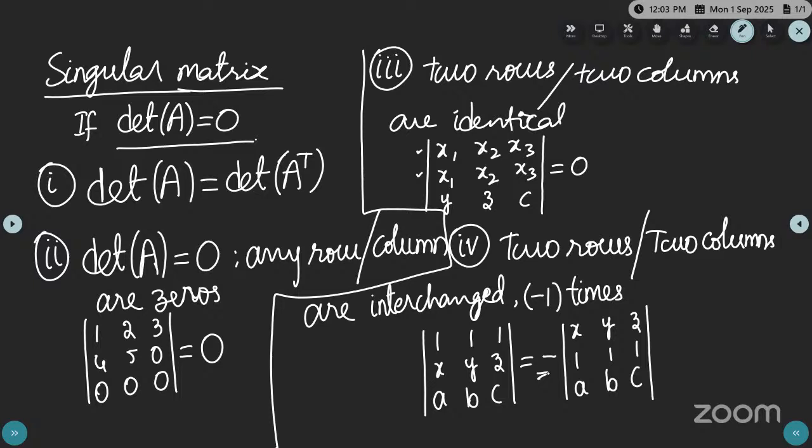If two rows are interchanged, minus 1 times. If three rows are interchanged, minus 1 power 2 times. If four rows are interchanged, minus 1 power 3 times. So 3 means minus 1 power 3 minus 1, 4 rows interchanged means minus 1 power 4 minus 1. Okay, write down.